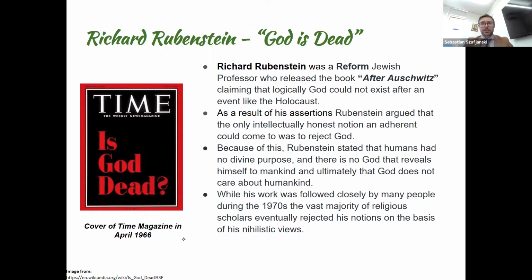As a result of his assertions, he argued that as a human, the only way you could react to that is to say, I can't follow God anymore. And this was important to know. It's important to know that this changed over time, right? But because of this, Rubinstein stated that humans didn't really have a divine purpose, and there was no God that revealed himself to mankind, and ultimately that God does not care about humankind.